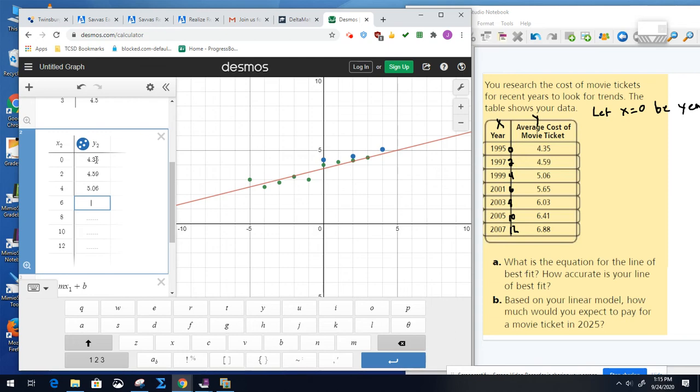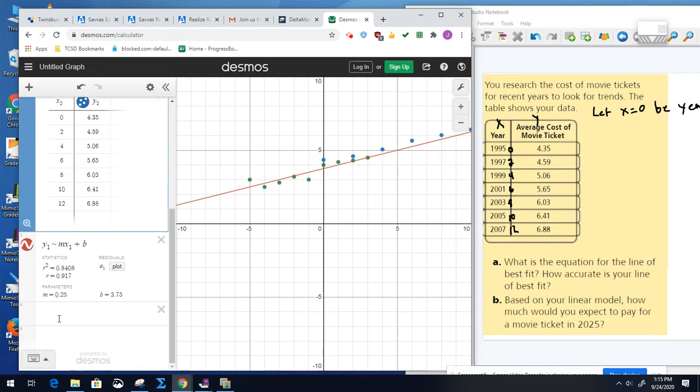In 2001, it was $5.65, $6.03, $6.41, and then in 2007, it was $6.88 for the average cost of a ticket.